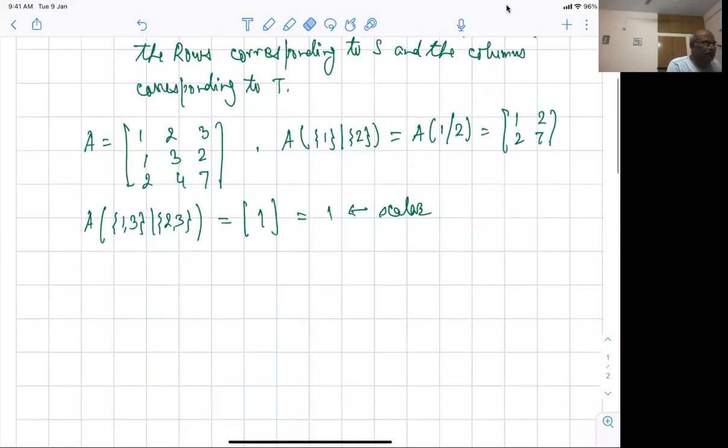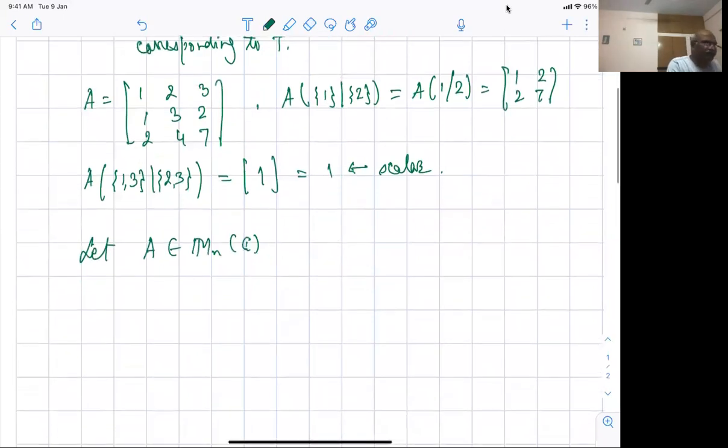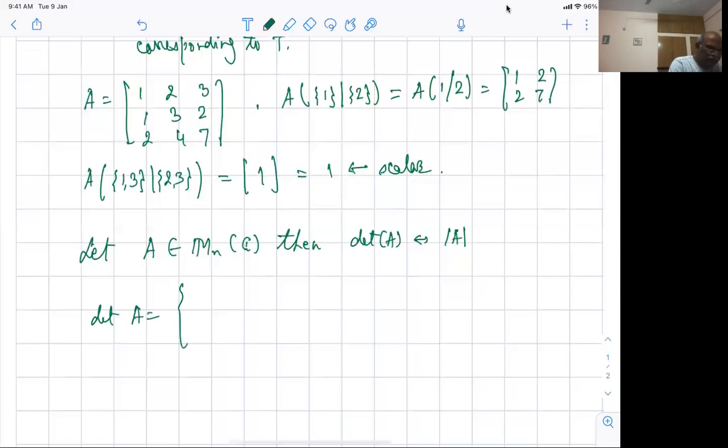Now with this understanding, we have a definition for us. Let A belong to Mn of C. Mn of C means n cross n matrices with complex entries. Then the determinant of A, or sometimes we write it like this, is given as follows: it is A if A is a 1 cross 1 matrix, so just the scalar, whatever that A is.